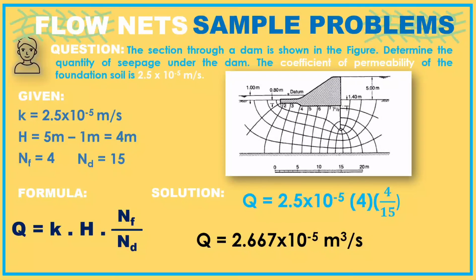Kindly pause to check if our answer is correct. That Q represents the flow per meter. So for every meter, there is a 2.667 times 10 raised to negative 5 cubic meters per second seepage loss.